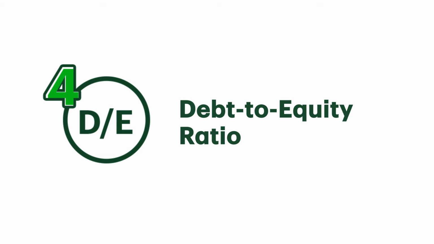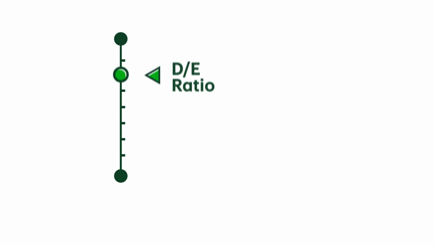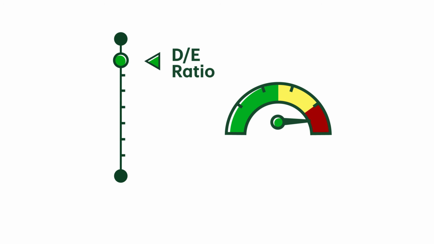This ratio measures how much a company is borrowing money to fund its operations. It divides total liabilities by shareholders' equity. You can find both of these figures in a company's balance sheet. Make sure to check out our lesson on that for more details. A higher debt to equity ratio usually translates to higher risks for shareholders. If the company shuts down, it must repay its debtors before its shareholders.